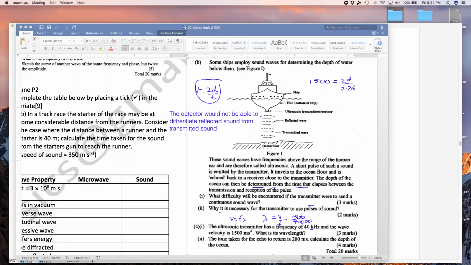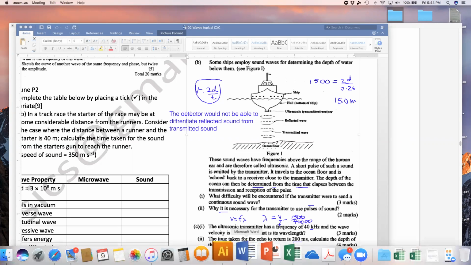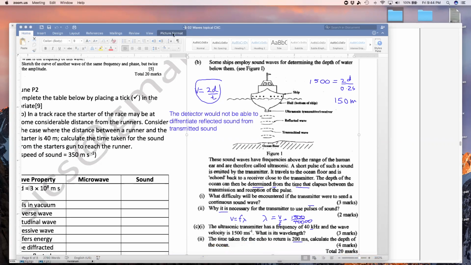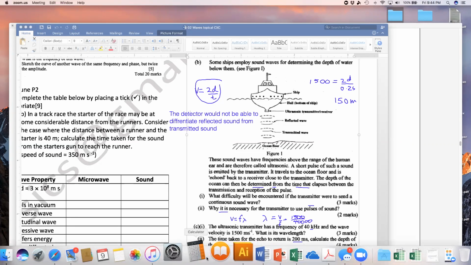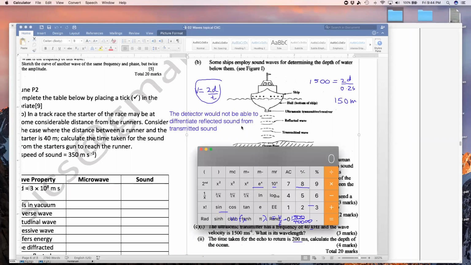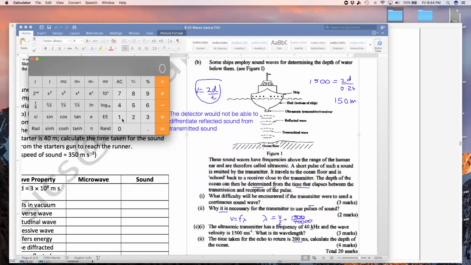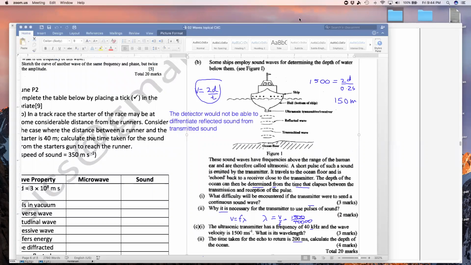150 meters. Let's see. Did the long way. 1500 multiplied by 0.2 divided by 2, right? 150 meters. Okay, we understand that.